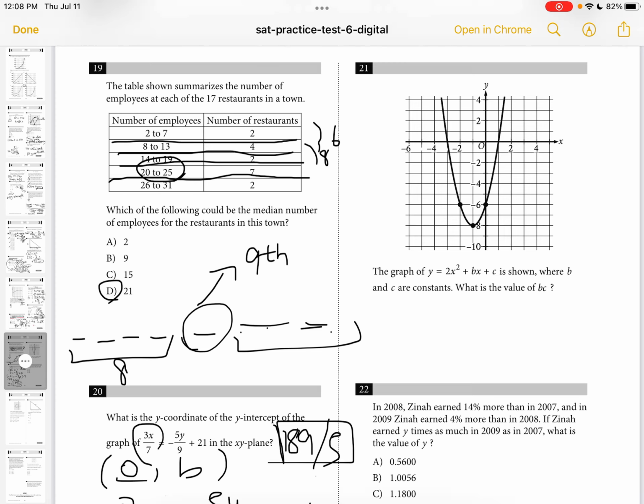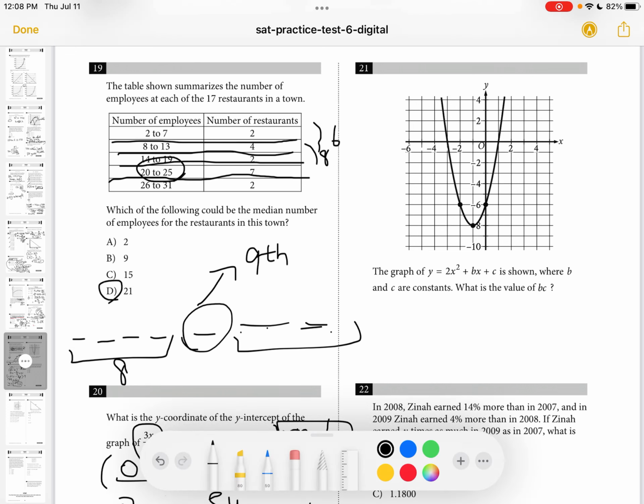The graph of y equals 2x squared plus bx plus c is shown where b and c are constants. What's the value of bc? So we're given the y-intercept, the vertex, and then some other point. From the y-intercept, I can calculate c, because this point will be just 0, comma c. If I plug in x equals 0, I'm just left with y equals c, right? So I know c is negative 6 from what it looks like. Let me erase. Yeah, c is negative 6.